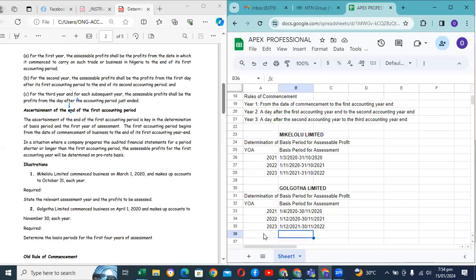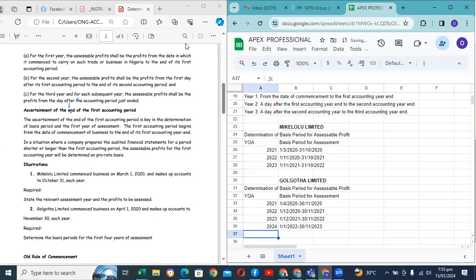Let's do the fourth one. Please, let's go ahead. 1st of December 2022 to 30th November 2023. And the year of assessment is going to be what? 2024. Good. You have to exhaust the question.